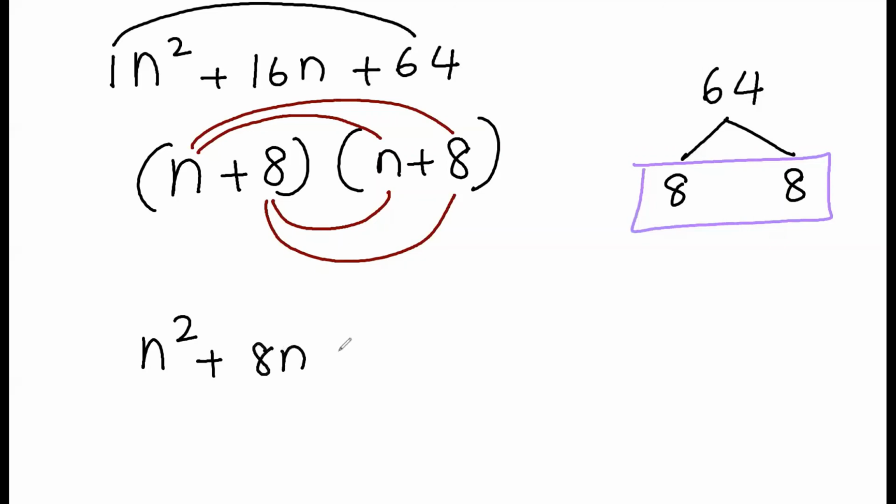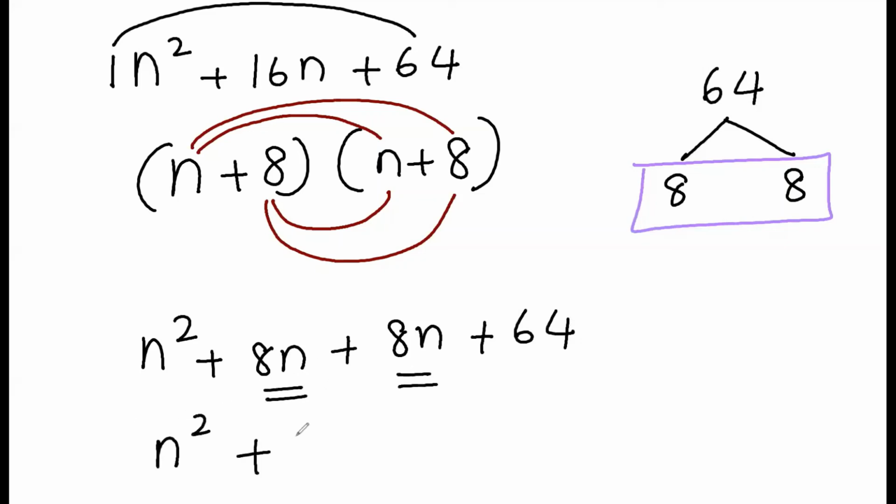8n, plus 8 times n is 8n, plus 8 times 8 is 64. Now combine like terms. So that's going to be n squared plus 16n plus 64.